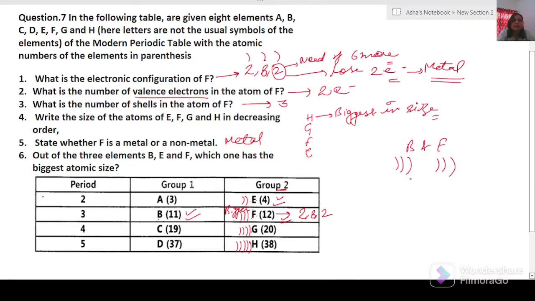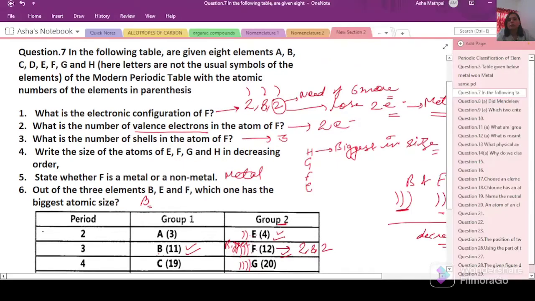Now when they are in the same period, the atomic size keeps on decreasing because of the increased nuclear pull, or the total effective nuclear charge getting increased. That is why B will have greater size as compared to F. So the answer will be B here. Okay, now next question.